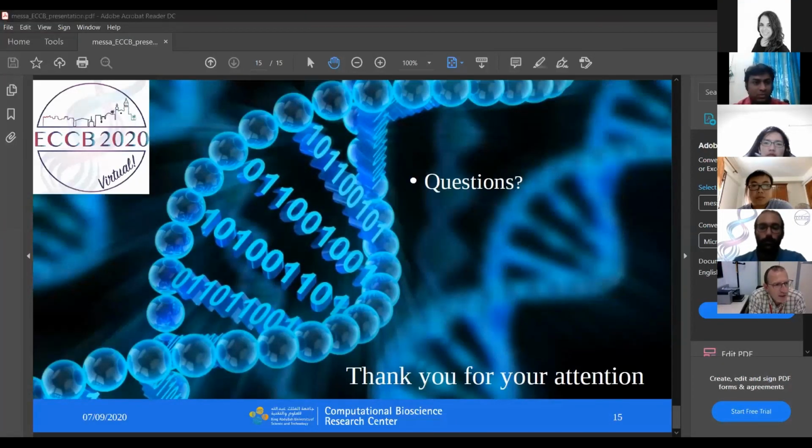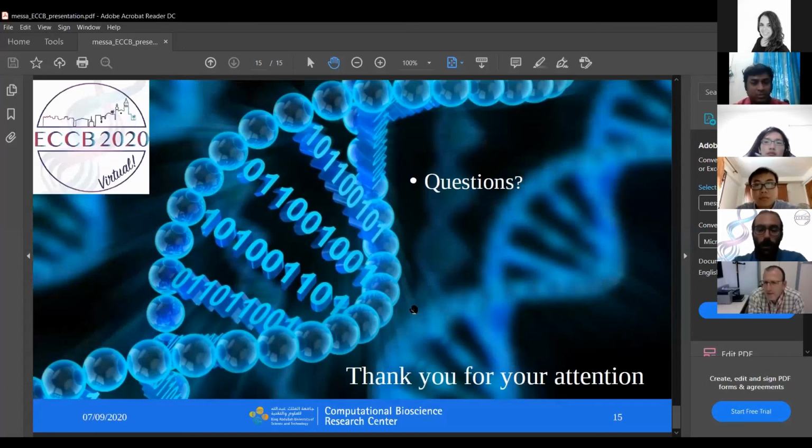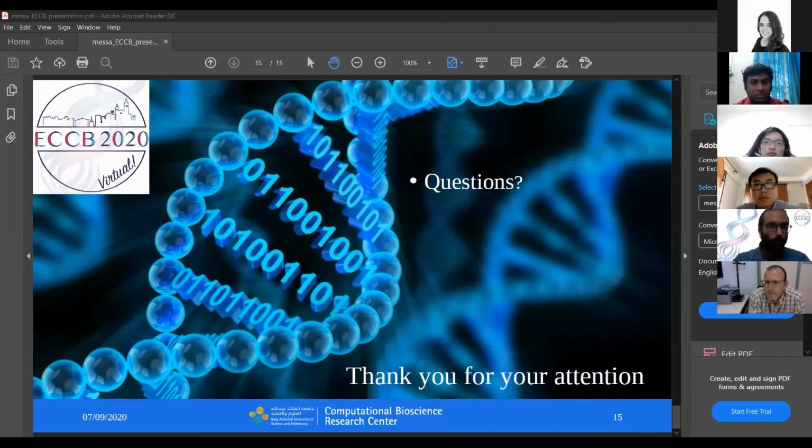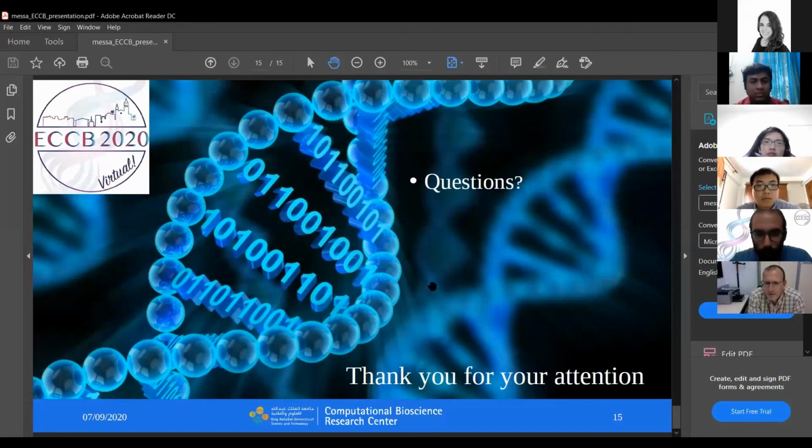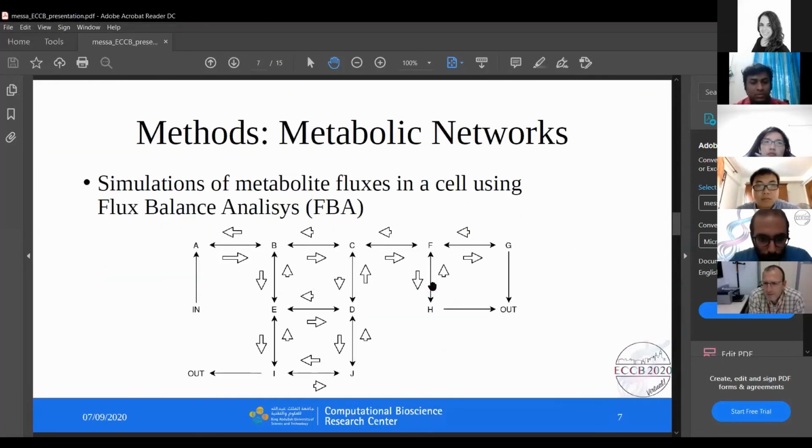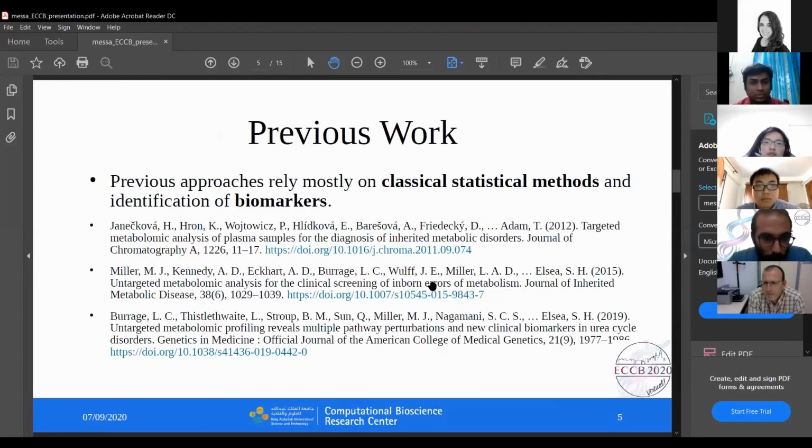First question: are the real and simulated data available? Yes, they are all available online. Once the paper is published, there will be the link. Actually, the real data are available in the papers listed here. The simulated data aren't available. Miller and Barrage are the two papers from which we took the real profiles.